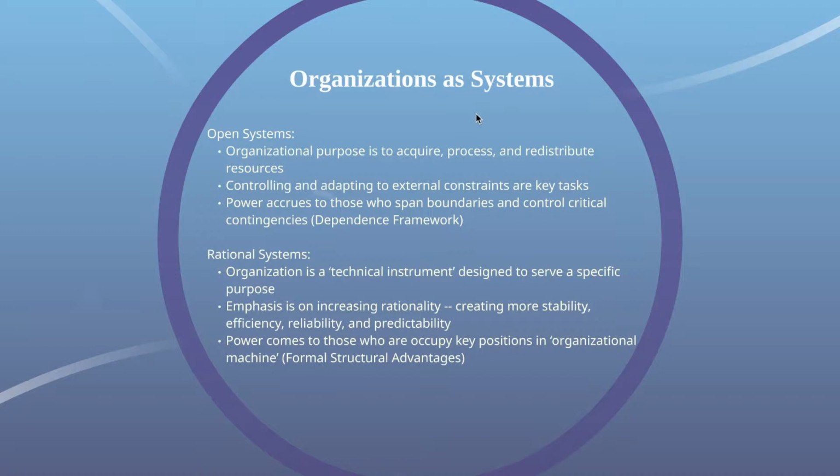The second viewpoint on organizations as systems is the rational systems viewpoint. In this viewpoint, organizations are considered technical instruments designed to serve a specific purpose. The emphasis then is on creating rationality, stability, efficiency, reliability, and predictability within the organization. From a rational systems perspective, power comes to those who occupy key positions in the organizational machine. This is also known as formal structural advantages.